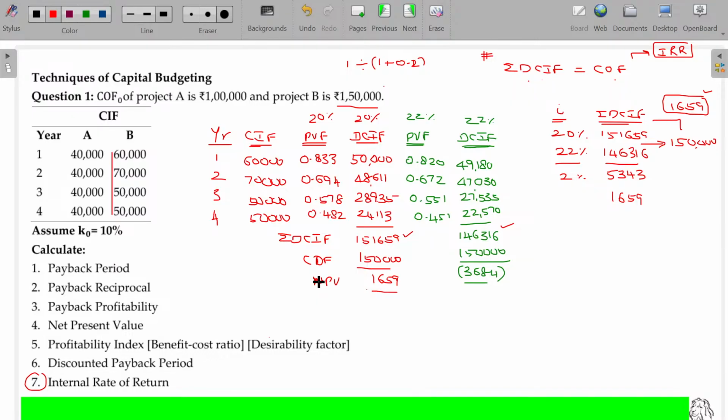A 2% change discounts the value by 5,000 something, but I need to discount only 1,600. Then what would be the change in interest rate? You can do the cross multiplication to find out the rate of interest to be changed. Always start with the lower number, 20%, find out this value, this question mark, and add it here.